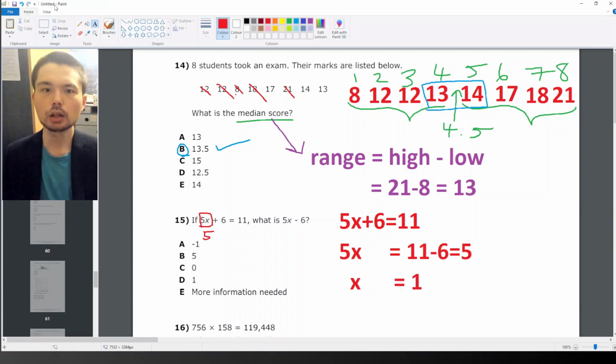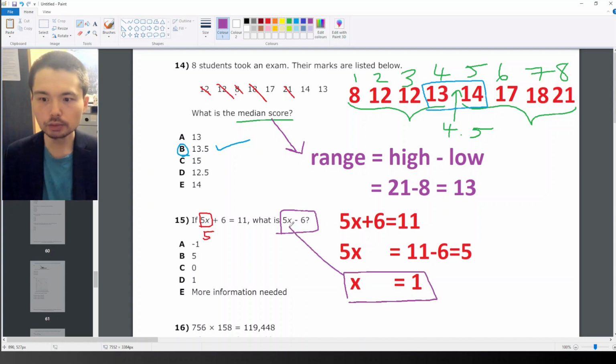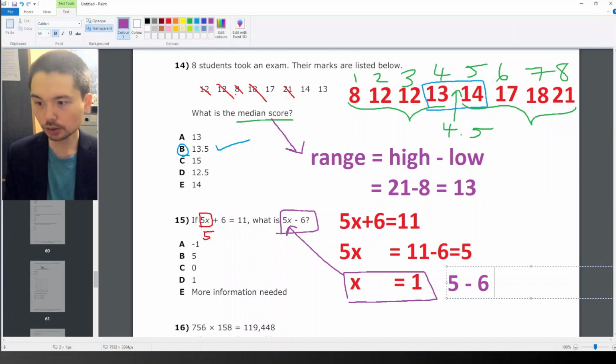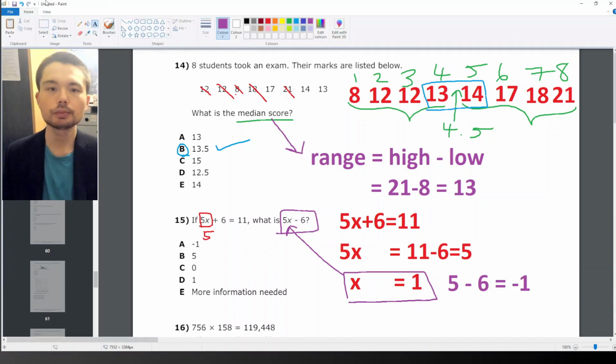And now they're asking us this. So you see this expression, it doesn't matter what they ask for. It doesn't matter because we work out x equals 1 and then we can put that value in. So that will be 5 minus 6, which is equal to minus 1. There. Okay, another side question.